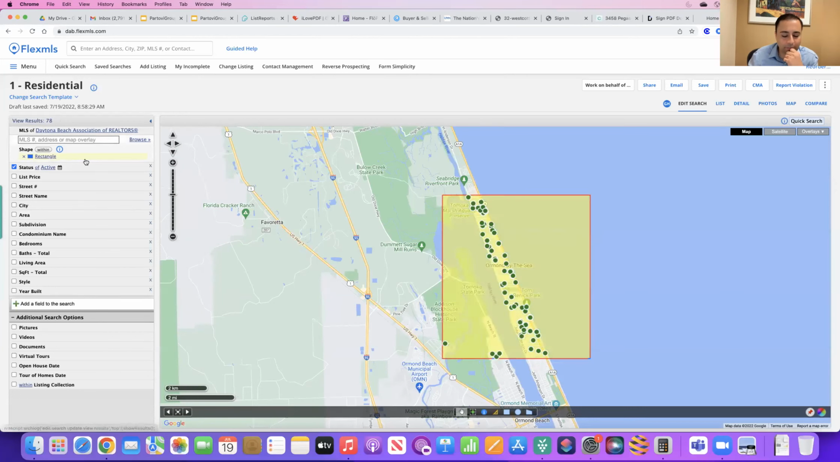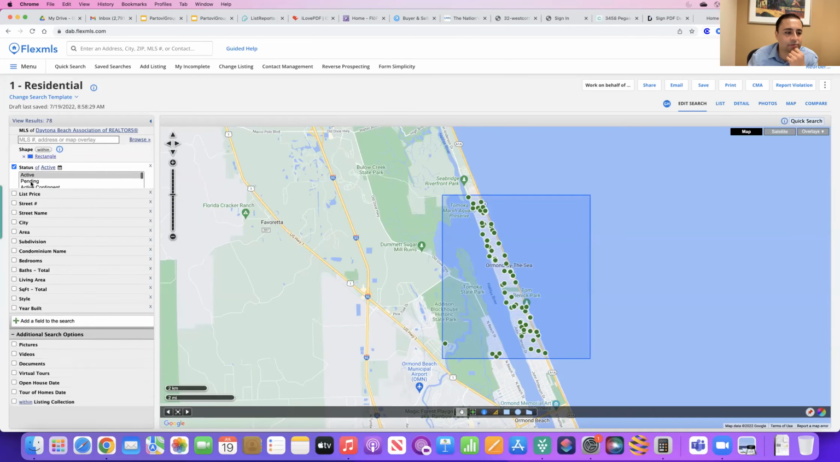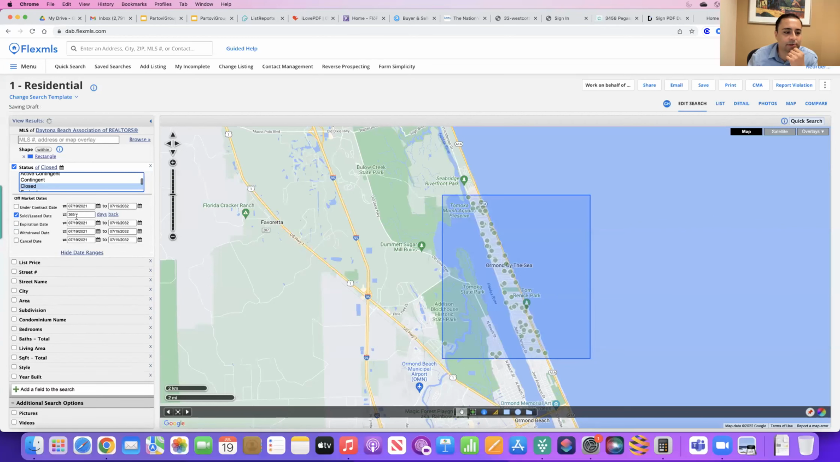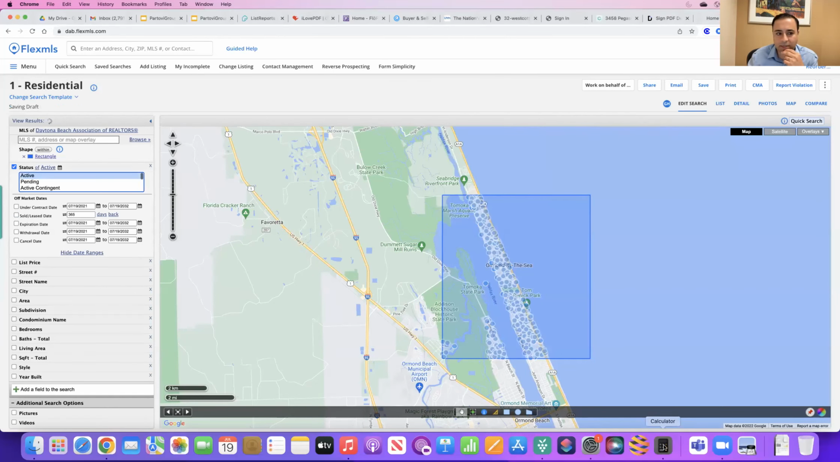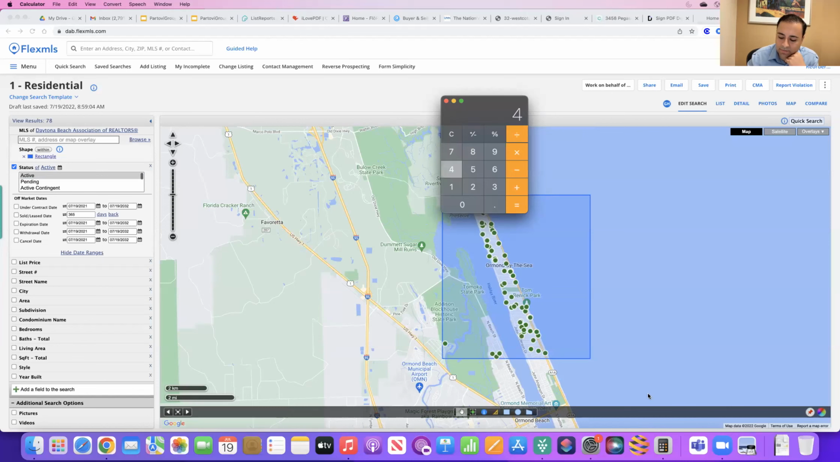There were 78 properties that are active. But I want to look at the closed first, because that's going to determine the rate. So we're going to go 360, 480 properties sold. If we take that 480 and divide it by 12, about 40 properties are selling a month, right? And I think it said 78 was active. So 78 divided by 40, we're looking at almost 2 months. Again, still a seller market. There's more demand than supply.